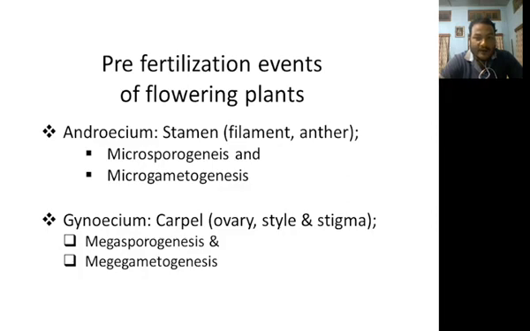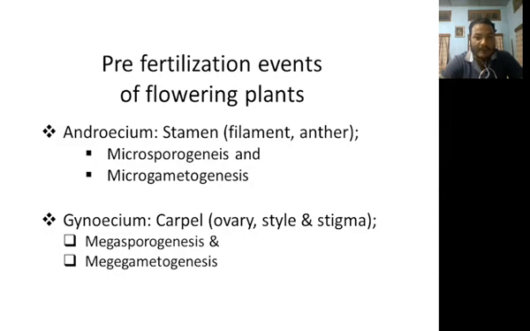We know that in a complete flower, there are four floral cycles. The first two, that means calyx and corolla, are only the accessory cycles or helping cycles. The other two, androecium and gynoecium, are the reproductive cycles. Androecium is the male reproductive cycle and gynoecium is the female reproductive cycle.